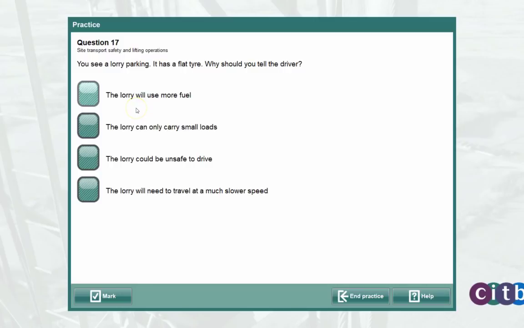You see a lorry parking. It has a flat tyre. Why should you tell the driver? The lorry will use more fuel. The lorry can only carry small loads. The lorry could be unsafe to drive. The lorry will need to travel at a much slower speed.